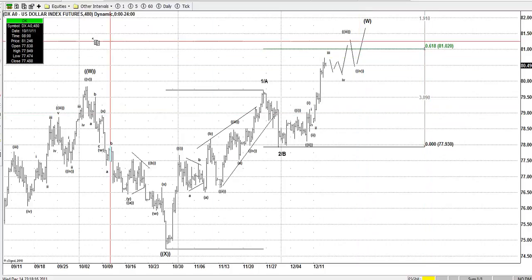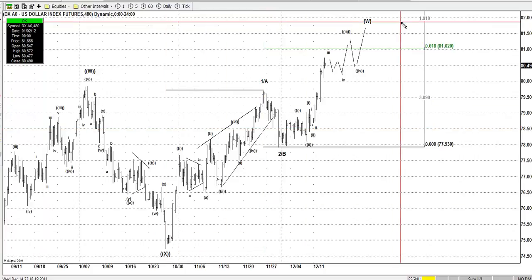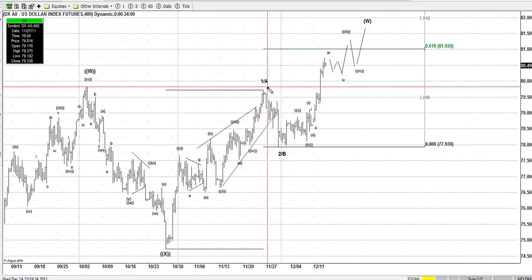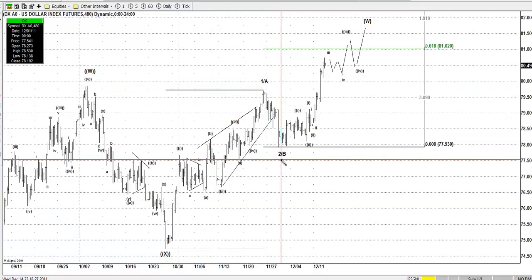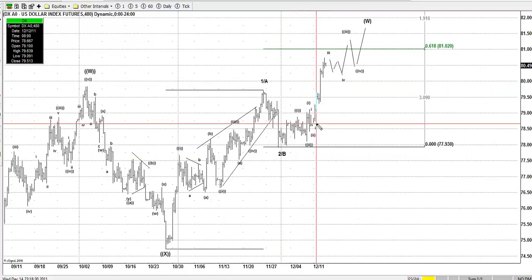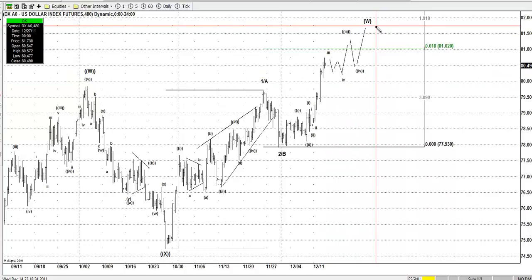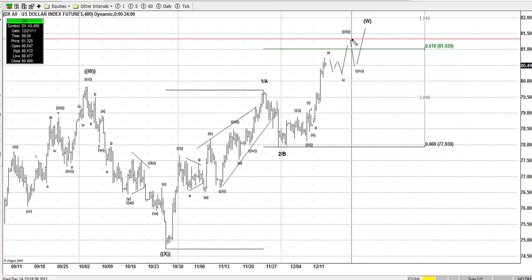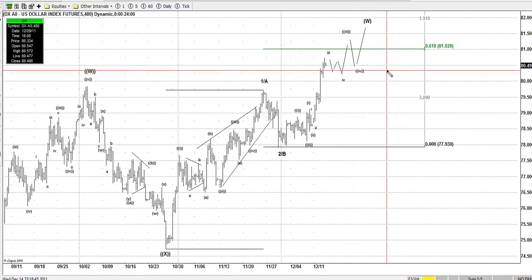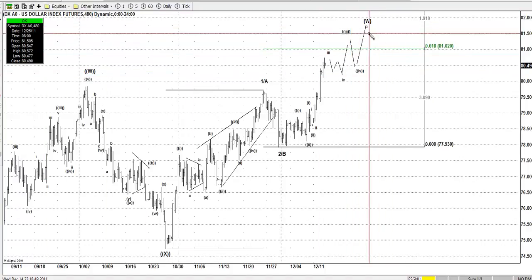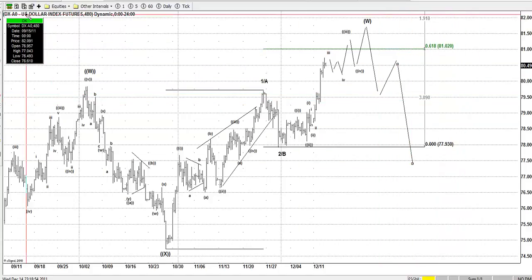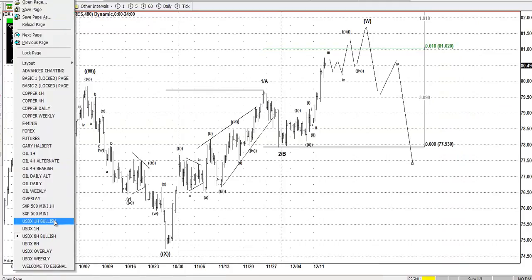Now, let me explain how we see the count. We see the count like this: 1, 2, 3, 4, 5, like we explained today, a 2, and then 1, 2, 1, 2, 3, 4, and according to this count, we need two more highs in the dollar. Then what's going to happen after is the bounce that we are expecting. All right, now let's take a look at the dollar in 1 hour.